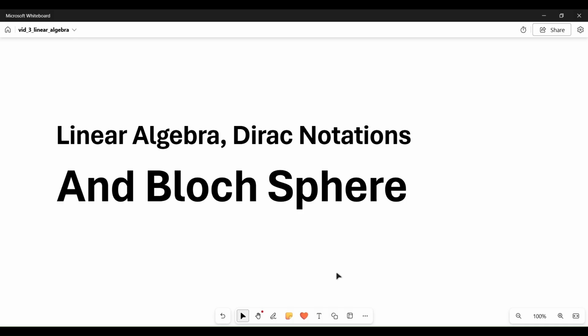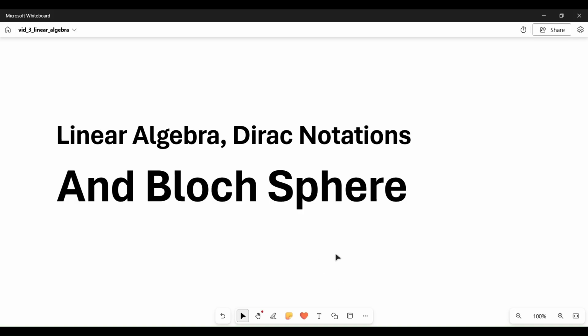Quantum computing isn't just about strange physics. It's built on precise, concise, elegant math that describes how qubits behave, evolve, and interact. In this video, we'll break down the essential mathematical tools that every quantum developer, researcher, or enthusiast needs to understand. No overwhelming equations, just clear visuals, core concepts, and practical intuition.